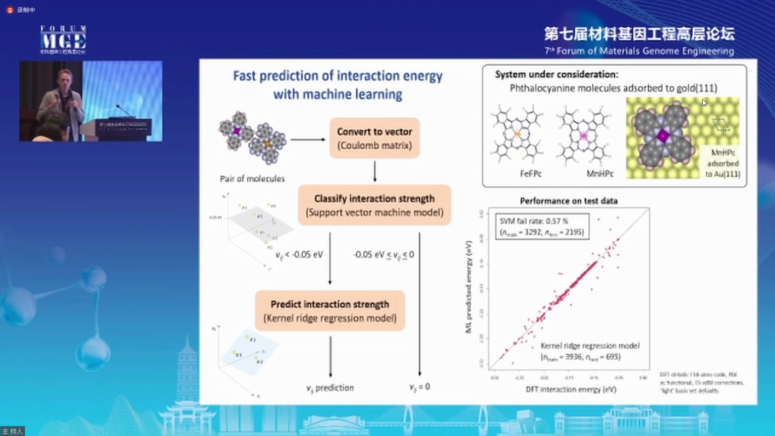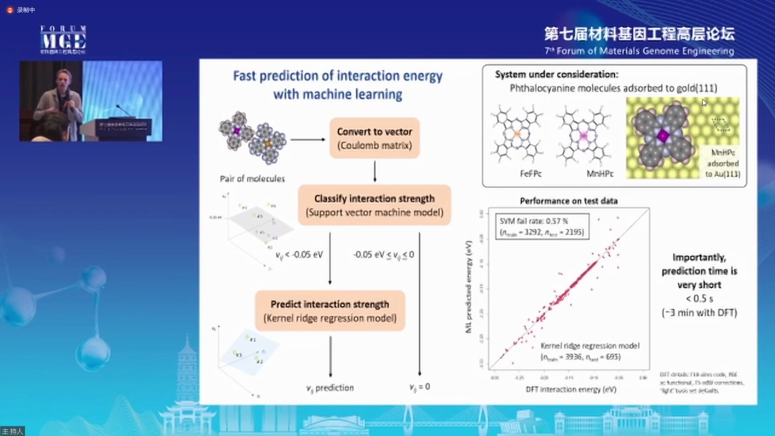And this is the kind of performance we can get now with our model. It's pretty good. So the support vector machine, which does the classification, can classify weak and strong pretty accurately. Fail rate's about 0.6. And here's our kernel ridge regression estimator on a test set of about 700 diners. So it's pretty good.